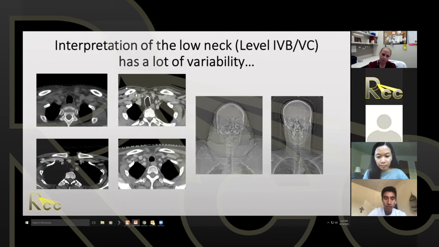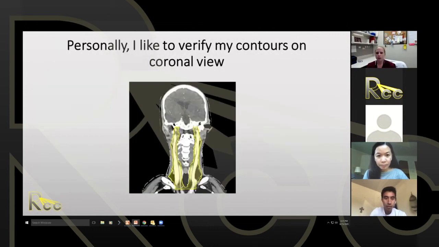So I guess that was my point of trying to go back and really think about my contours and how they look on a three-dimensional plane. Because that low neck can vary so much, I'm basically going back and scrolling through my CT scan and looking grossly to make sure that I'm covering what I would have wanted to cover with an LAN, because there's so much variability. I see. So you kind of use the anatomical landmarks as a guide.